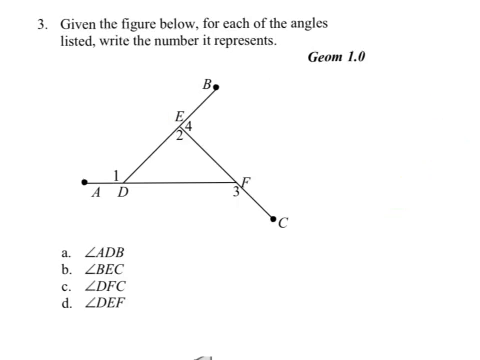This question says, given the figure below, for each of the angles listed, write the number that it represents. So you have to look at all four and figure out which numbers go with it. So angle ADB, I'm going to trace. Here's A, D to B. Hopefully you can see that that is angle 1. Go ahead and fill in the other ones and check yourself, and I will write the answers.